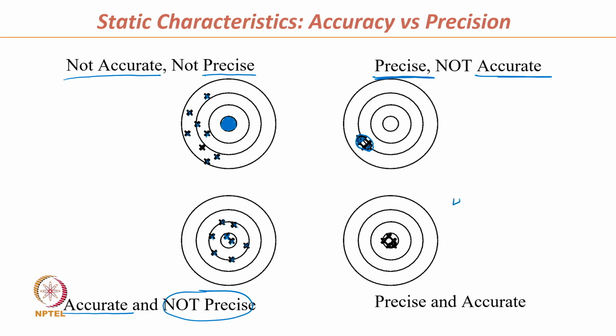This case, case number 4, where all these marks are right at the true value, which means the measurement is accurate, and all the output or all the marks are very much confined to each other. It means this is precise as well. So, this is precise and accurate. This is the desired property of a sensor or a transducer. It needs to be accurate and it needs to be precise.